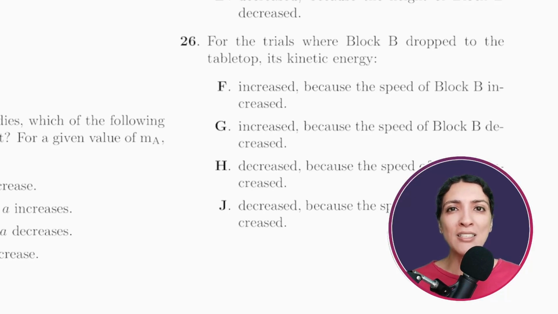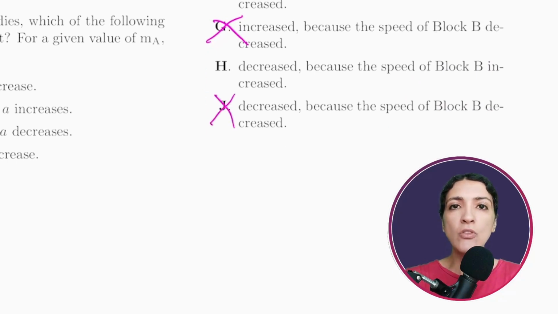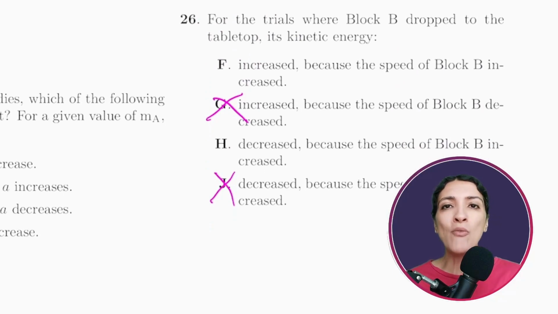For question 26, you're being asked about your knowledge of kinetic energy and how that's related to the speed of an object. Let's assume that you forgot that, and let's eliminate at least 2 of the choices here. For block B, remember it was initially at rest, so its speed was 0, and then as it's dropping, as it's moving, its speed is increasing. So let's look at the choices, and we see that choice G is saying that block B's speed was decreasing, and also choice J. So those 2 choices are incorrect. And what you want to remember in regards to kinetic energy is that the higher the speed, the higher the kinetic energy, and the lower the speed, the lower the kinetic energy. Now remember, block B was initially at rest, and then it starts to accelerate and increase its speed. So therefore, its speed is increasing, which means as it's dropping, its kinetic energy is increasing. So that would be choice F.